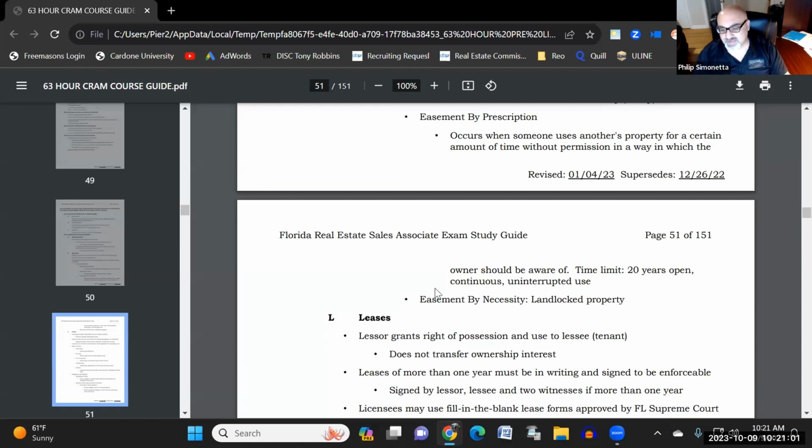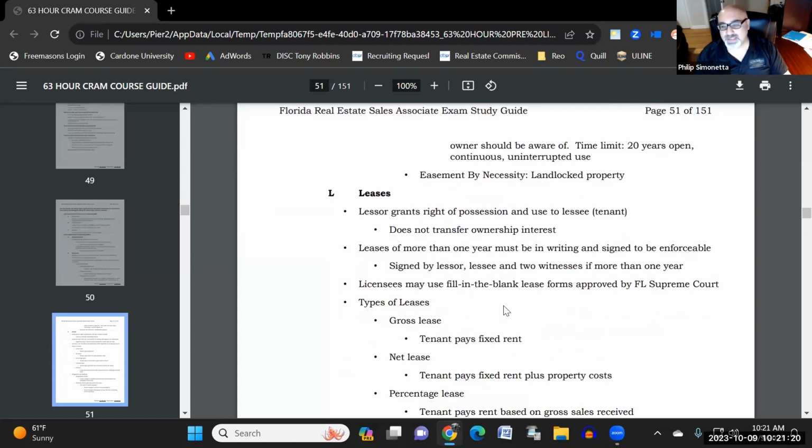And an easement by necessity would be a landlocked property. That's a property that has land all around it and there's no way to enter it. So they would give an easement through another property so you can get to it. You wouldn't own the property, but you would be able to go through that and use that to get to your property. Okay.